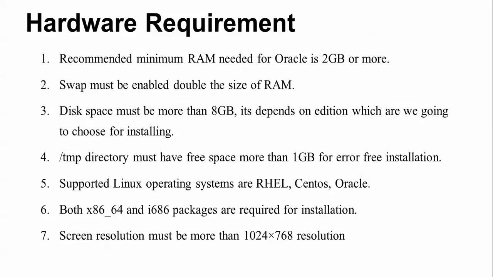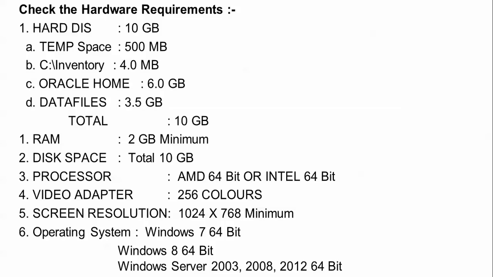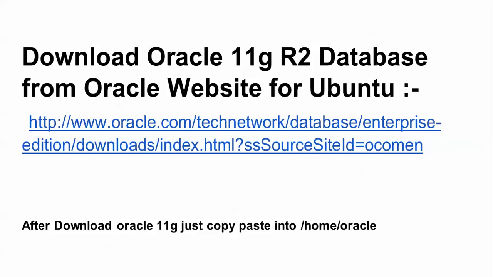It supports Linux, Debian, and every operating system, both 32-bit and 64-bit are supported for the installation. And the screen resolution must be 1024 by 768. So this is the final requirement you need to have. You can see the whole procedure about this. Here is the link where you can download the Oracle 12c R2 database from the Oracle website for Ubuntu.